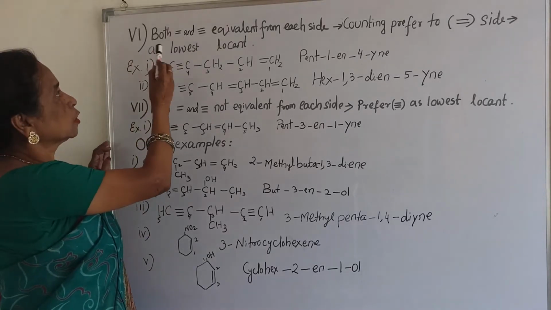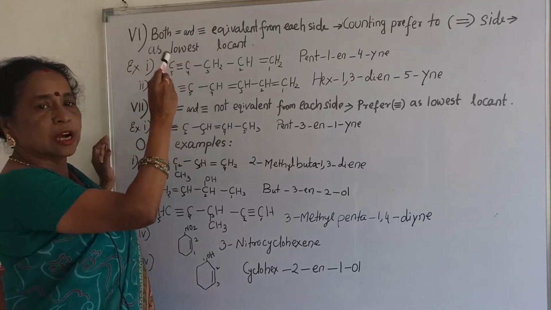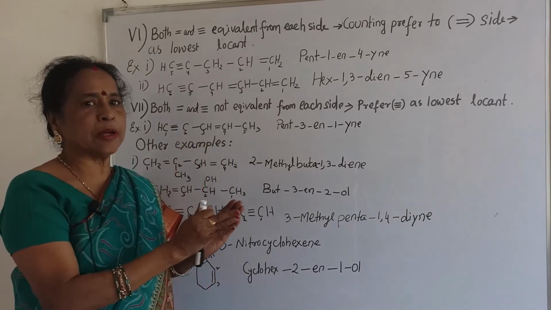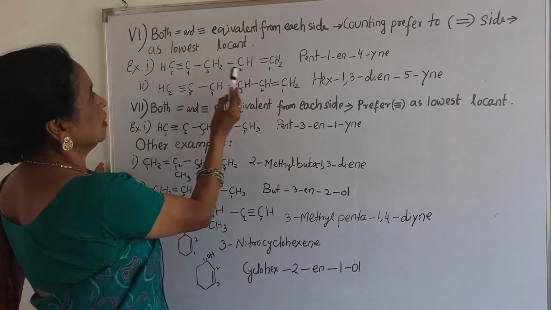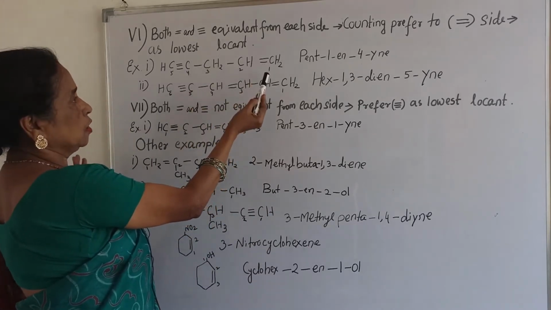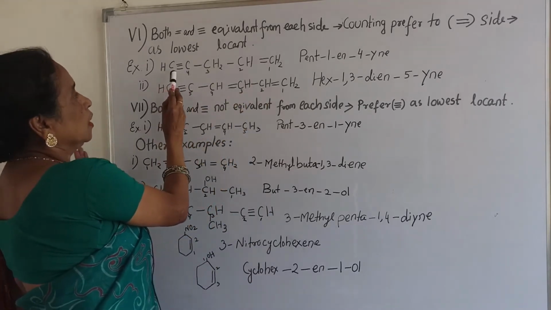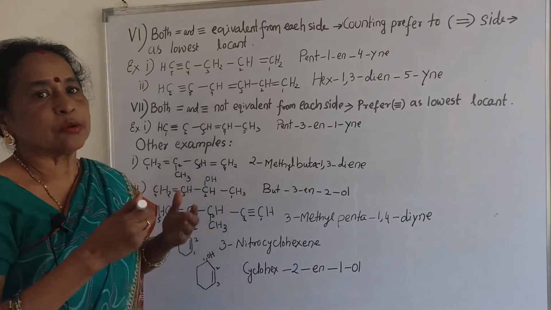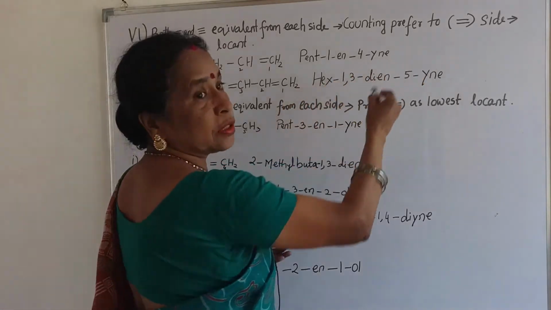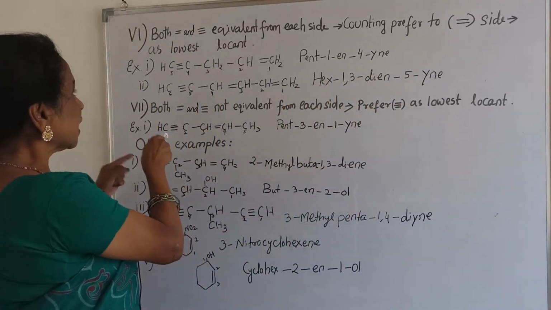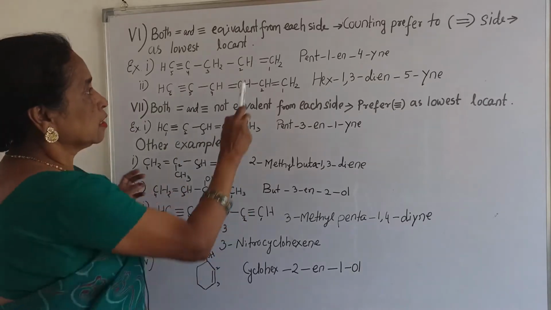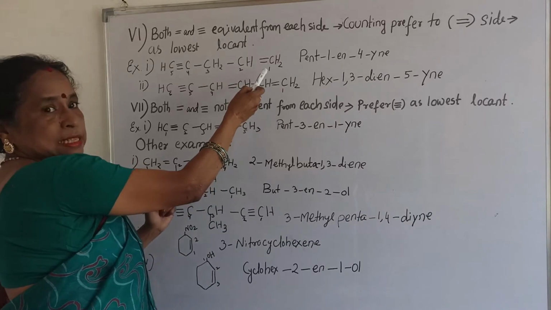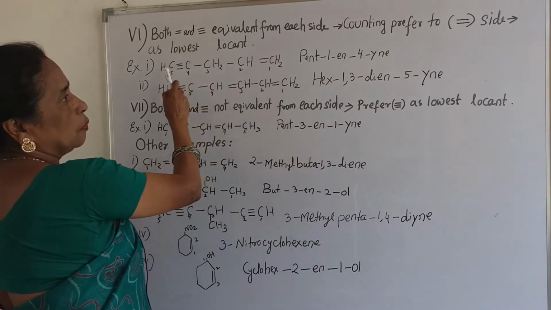Now come to the 6th rule. Here, if both double and triple bonds are present in equivalent positions from each side, that means see here, this is a double bond in one position. Here this is also a triple bond in one position, they are equivalent from each side, then what happens? Counting prefers the double bond side. That means you will check where the double bond is present. The double bond is present here. That is why you will count from this side, 1, 2, 3, 4, 5.